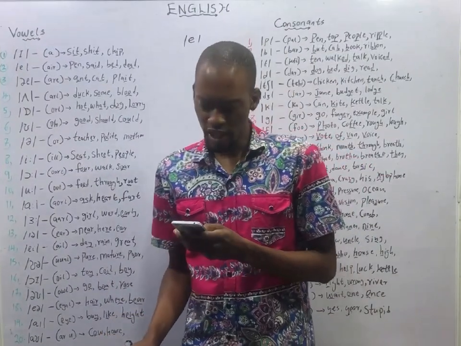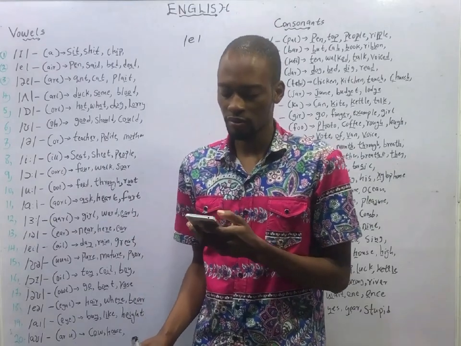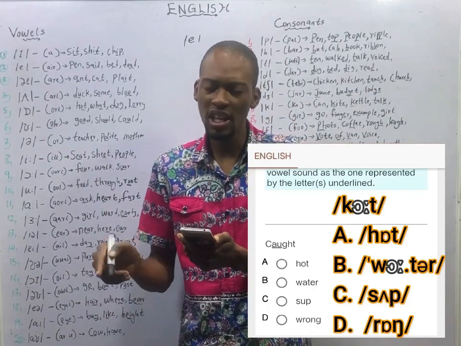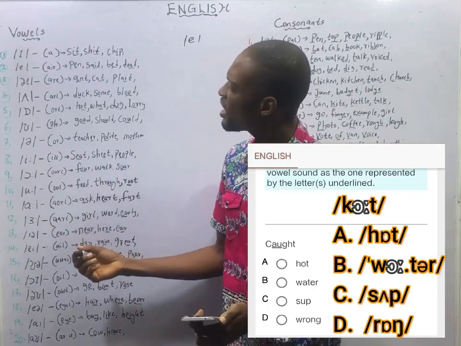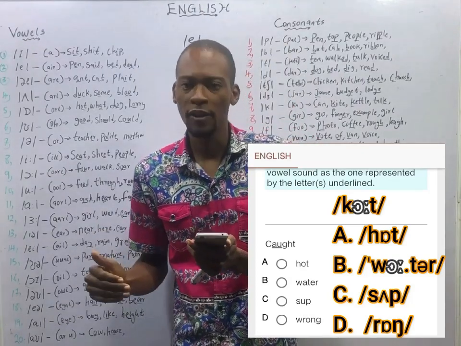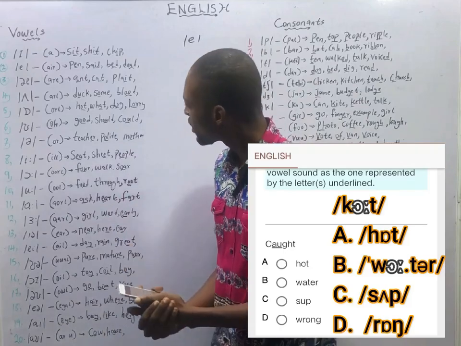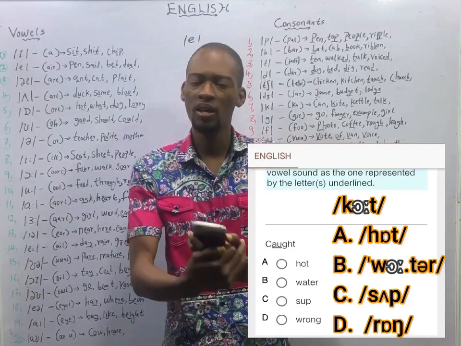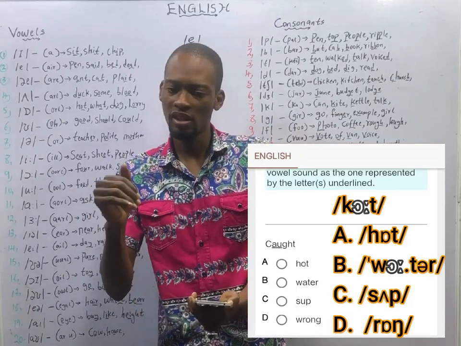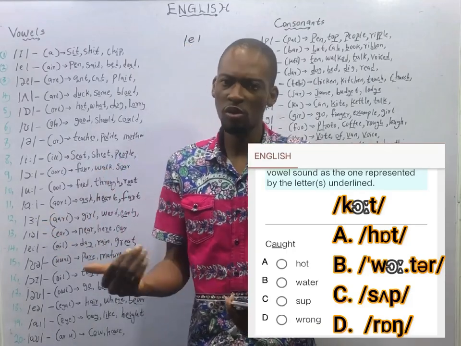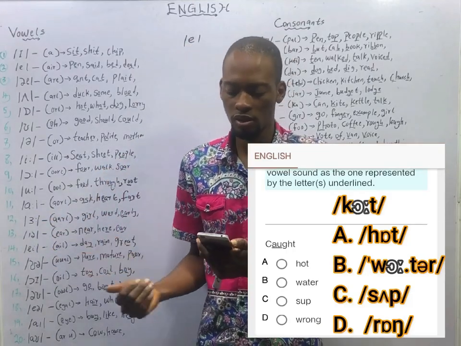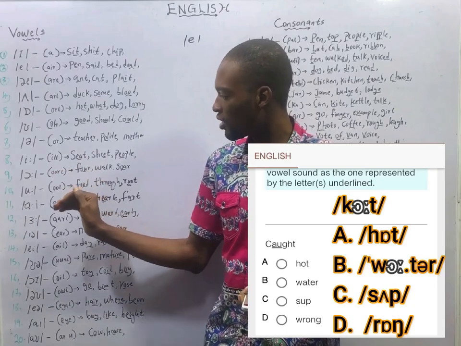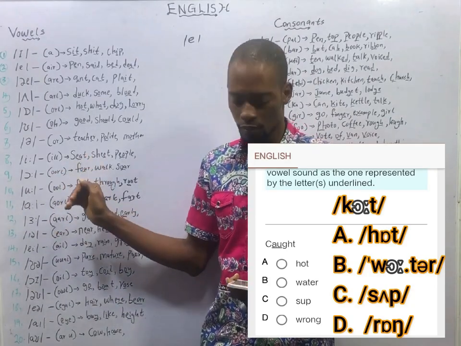Now we are given the word "cut". We need to know the option that has the same sound with the AU in "cut". The AU in "cut" produces the sound "or". And like I always say, the best way to answer questions in oral English is to know how the words are pronounced. If you pronounce the word properly, the sound will be so audible. This is "cut". Cut possesses the all sound, as in fall, as in walk, as in saw.